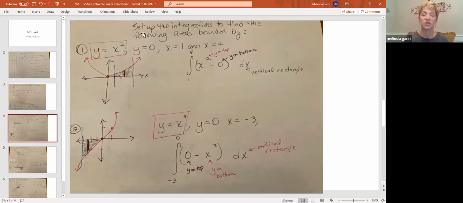All right, here's what it says. It just says set up the integrations. I'm assuming that you can finish them, okay, because these are super simple. The hard part is setting them up. The hard part is not doing the integration, because if you set the integration up incorrectly, your answer is going to be wrong. And there's not really much partial credit for setting it up wrong and then getting the answer for that integration, which is not the answer you wanted.